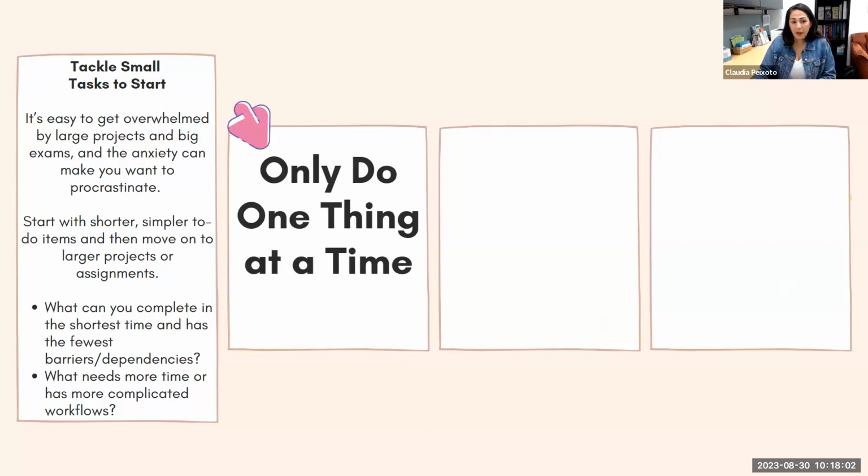Only doing one thing at a time is also important. The University of London actually did a study that showed that multitasking can sometimes lower your IQ, similar to someone who didn't sleep the night before. So if you're trying to multitask while you're studying, it's almost the same as if you just got no sleep and crammed for an exam the next day. So it's always best to do one thing at a time.